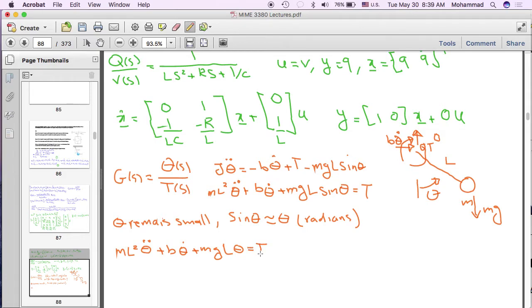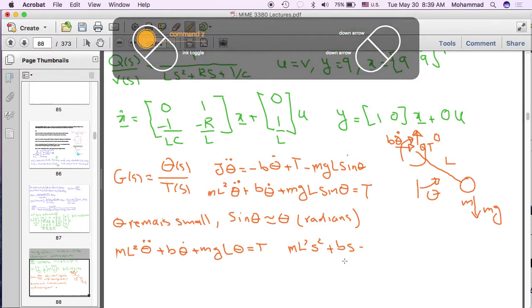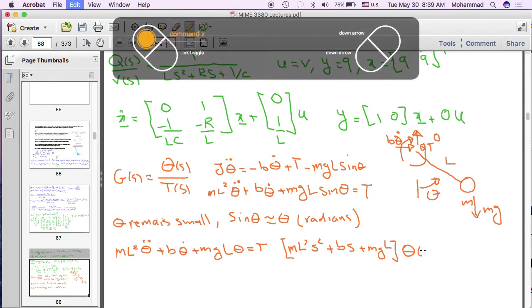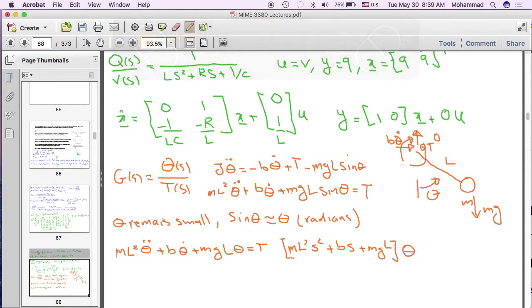equal to capital T. Now we are ready. Now we are ready to take this into Laplace domain. If you take this into Laplace domain, we'll have mL squared s squared plus b times s plus mgL. This entire expression is multiplied by theta(s) is equal to T(s). Now you're ready to form the ratio.